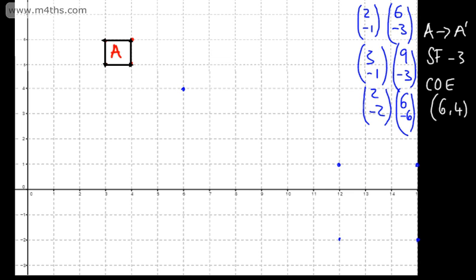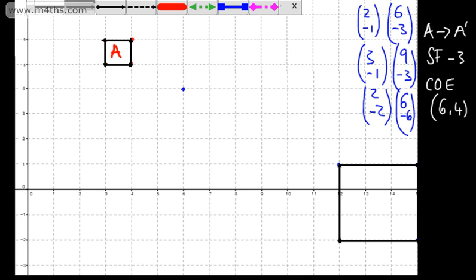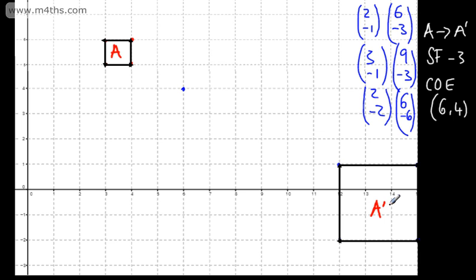So if we just do this, what we're going to have is something that looks like the following. So it goes like so, and then we're going to match these up. Let's just go ahead and do that. So what we're going to have is A dashed. So that is going to be A dash. There is our centre of enlargement.